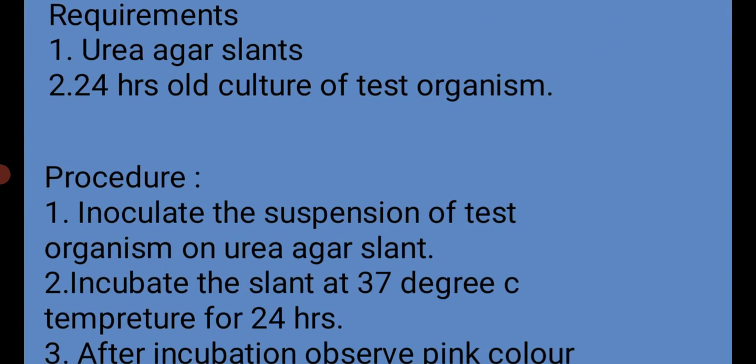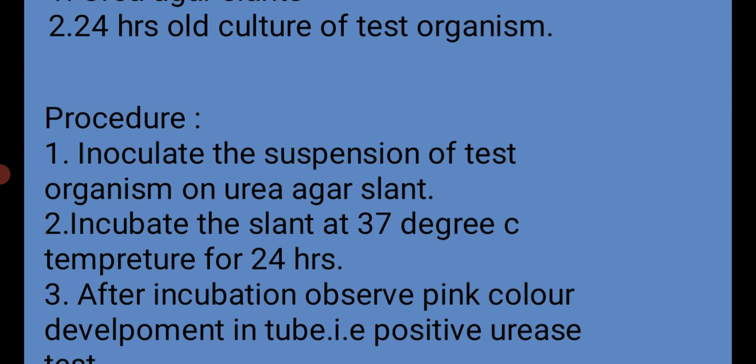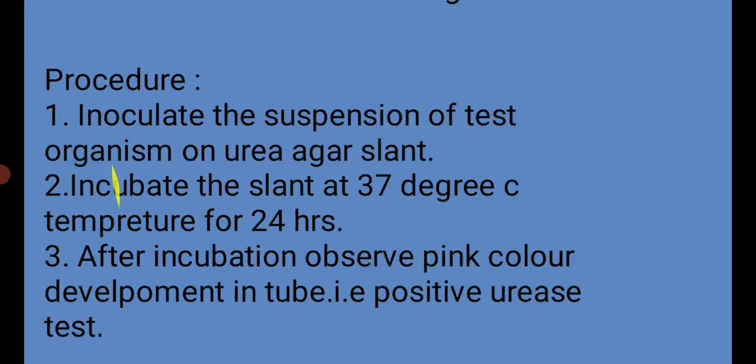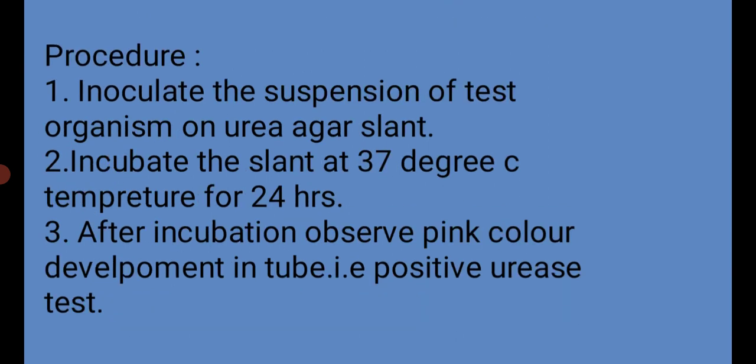For this test, the requirements are a urea agar slant and a 24 hours old culture of the test organism. Procedure: under aseptic conditions, using a sterile wire loop, inoculate the suspension of the test organism on a urea agar slant. After inoculation, the slants are kept for incubation at 37°C for 24 hours. After incubation, observe for pink color development in the tube. It says that the test is positive.